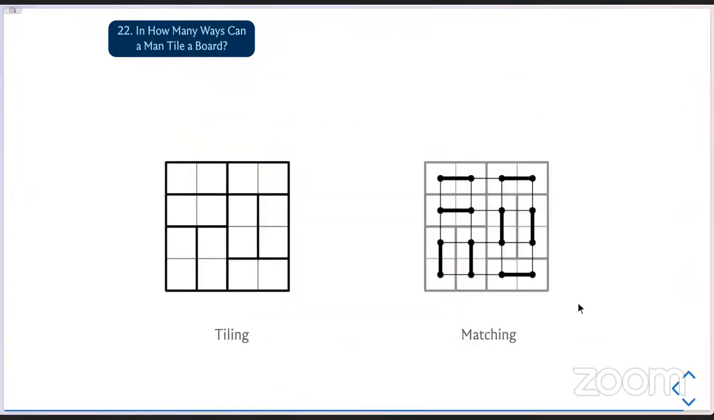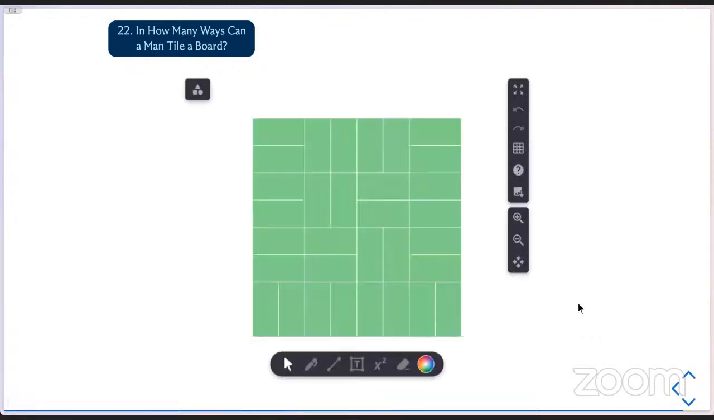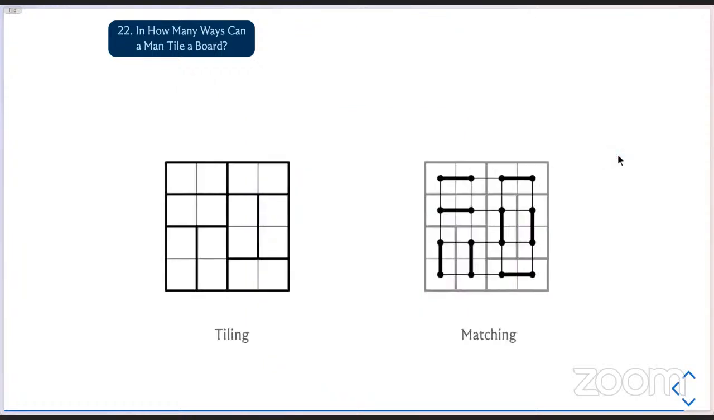But moving along, this is what we want to count, the number of possible tilings, and we are going to try and relate a tiling to a structure in a graph. And the structure is what is called a matching. So let's just take a look at this.